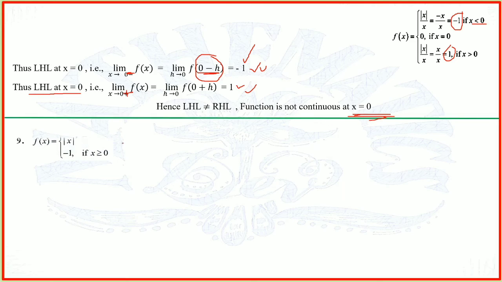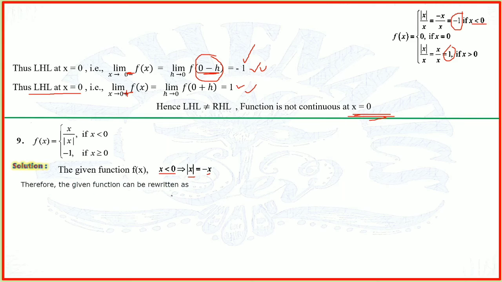Next question is also similar to this, question number 8. Same thing, I hope you can do it. Let us go a little faster. Again modulus x upon x, but in the previous question the modulus was in the numerator, now the modulus is in the denominator. So same thing, the given function f(x), we need to redefine: when x is less than 0, modulus x is equal to minus x, and therefore the function can be written accordingly, and when x is greater than 0.